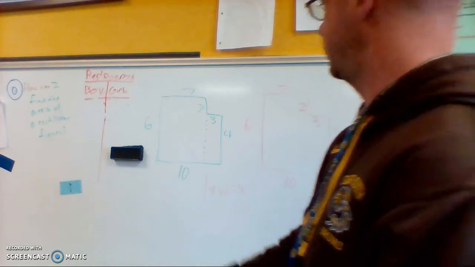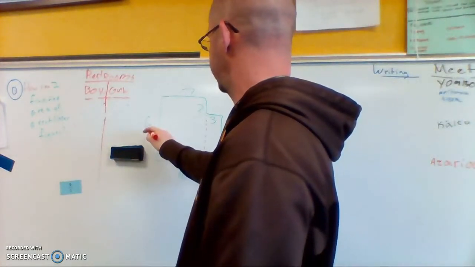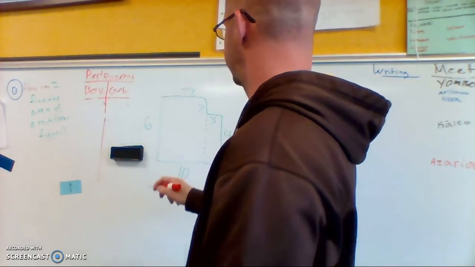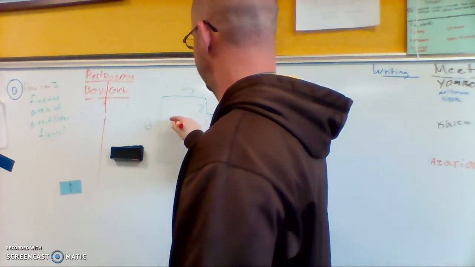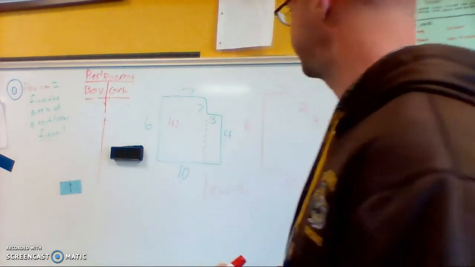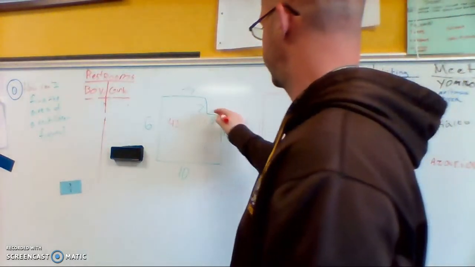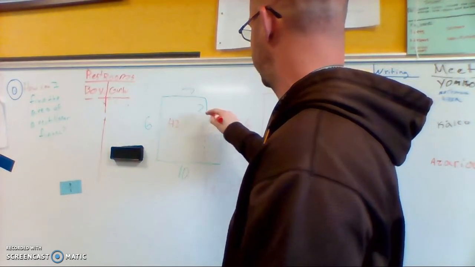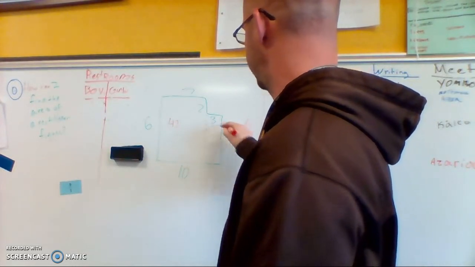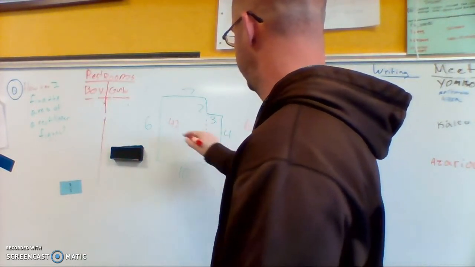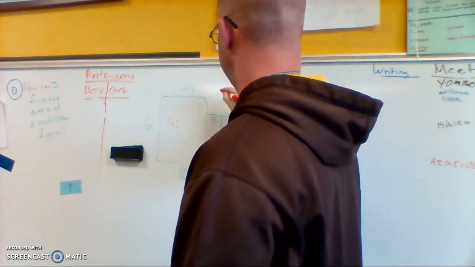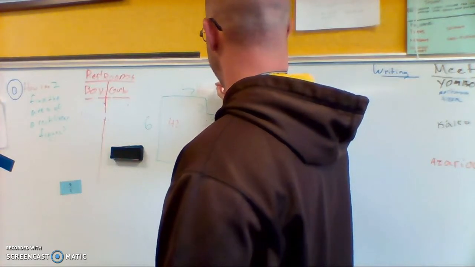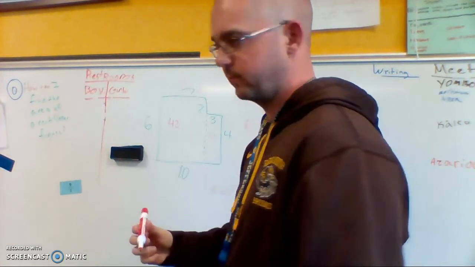So now I know that this side is 6, and I know that here is 7. So I can find the area of the smaller rectangle, which is 42. Then I'm left with this little rectangle here. I know in this space that's 3, and I know here is 4, so 3 times 4 is 12. I add these together, and the area is going to be 54 units.